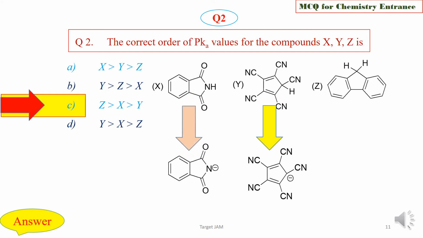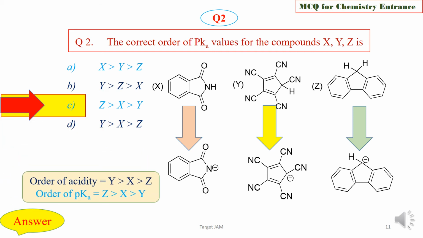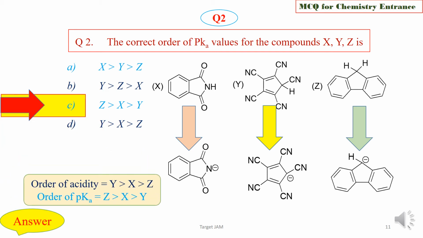Now compound X, when it loses one proton, the anion is stabilized by the conjugation of two carbonyl groups, and in case of Z, the anion is stabilized due to aromatization. So the order of acidity is Y greater than X greater than Z, but the order of pKa is just the reverse, that is Z greater than X greater than Y. So the correct option is option C.